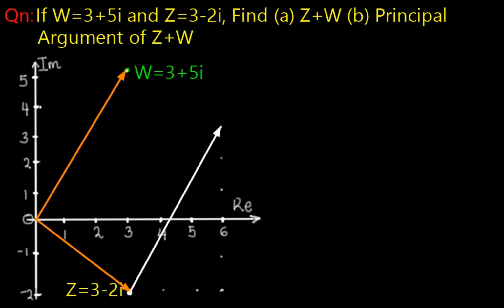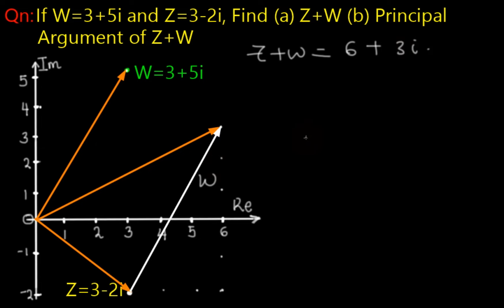Now, remember that this is our w. If we want to obtain z plus w, we just connect the origin up to the head of w, like that. So let's obtain w plus z. Z plus w is equal to, we have moved 1, 2, 3, 4, 5, 6 units along the positive real axis and then 1, 2, 3 units along the imaginary axis.